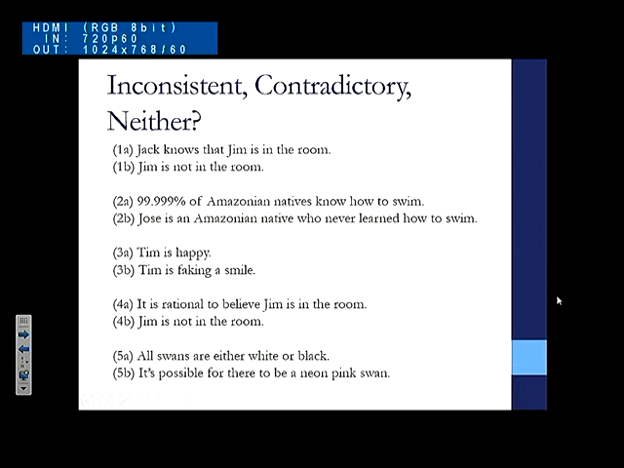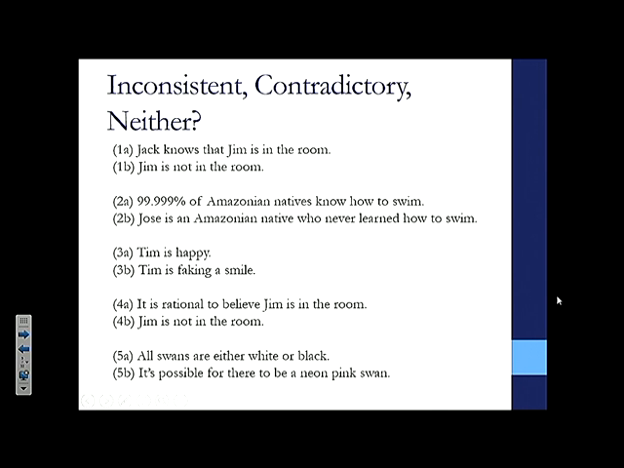All right, what about 2A and B? Contradictory, inconsistent, or neither? Yeah, neither, right? Something can be vastly improbable and still happen, right? Planes crash, yet we still fly. It's very unlikely, but it can happen. There's no contradiction there. Tim is happy. Tim is faking a smile. I hope you all see that that's obviously neither.